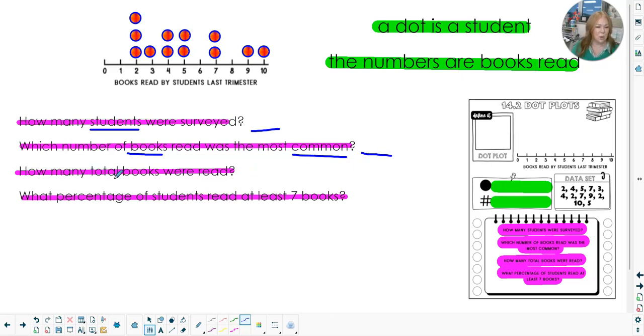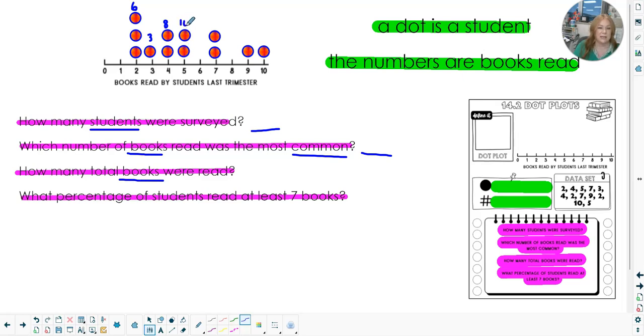Next up says how many total books were read. So we need to use the numbers on the bottom. We will have to use some dots for some information, but we're going to be using the numbers on the bottom. So how many total books were read? This student read 2 books, and this student read 2 books, and this student read 2 books. All together, these students have read 6 books. Now this student read 3, this student read 4, and this student read 4. So together, they've read 8 books. This student read 5 and 5.